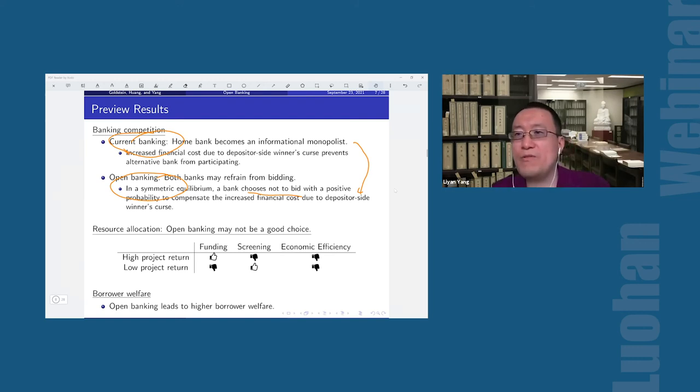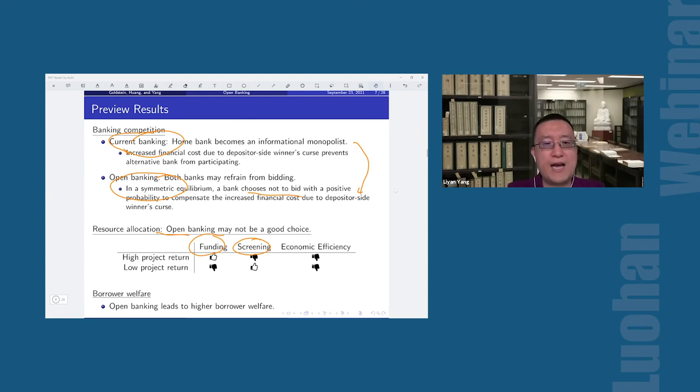And in terms of overall welfare, in the parameter range we focus on so far, we try to illustrate the idea most transparently. We only focus on some parameter range. We found that the funding efficiency and the screening efficiency, when comparing open banking versus the current banking, depend on the NPV of the product.